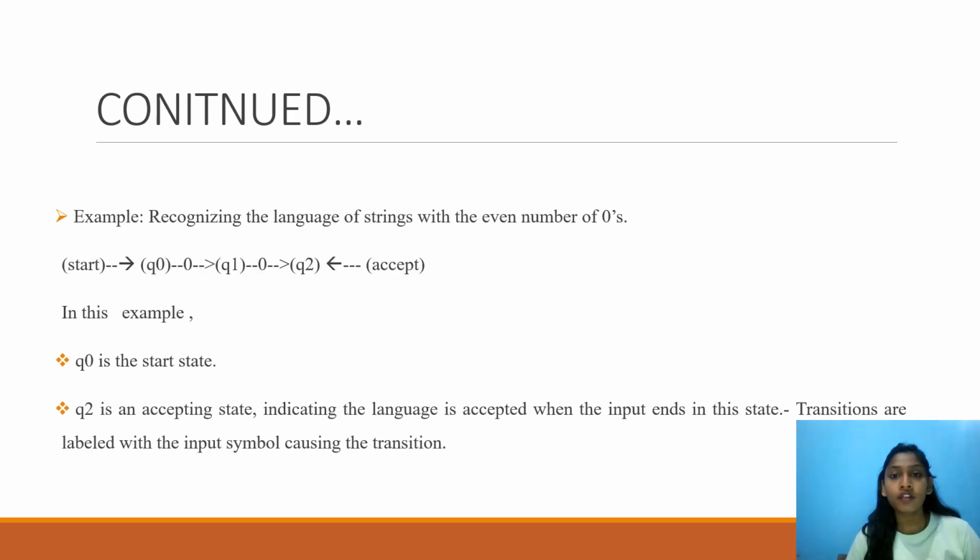Now let us look at a small example, which is recognizing the language of strings with an even number of zeros. We have three states, Q0, Q1 and Q2, where Q0 is the start state and Q2 is the accepted state or the final state. And the language is an even number of zeros. So initially Q0 will be the start state. So an even number of zeros is translated from Q0 to Q2.